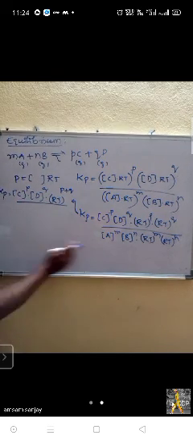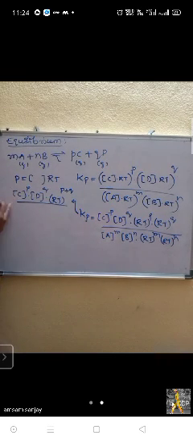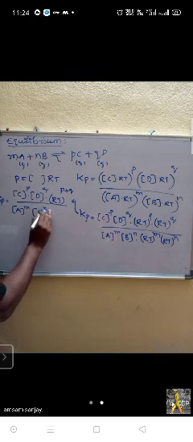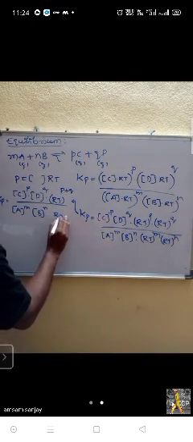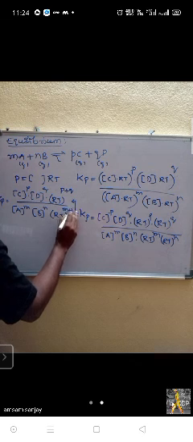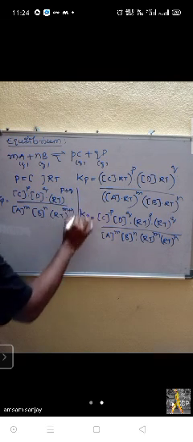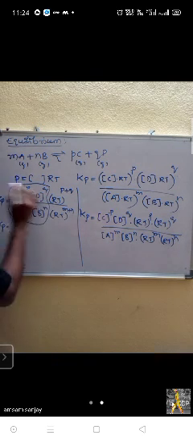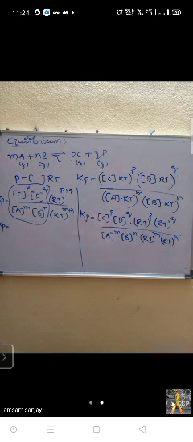Divided by this only, no? Concentration of A to the power of M, concentration of B to the power of N, then what can I write? RT whole to the power of M plus N. You got my point? Now, Kp is equal to, can anybody say what this part totally we can call? Very good, Kc.